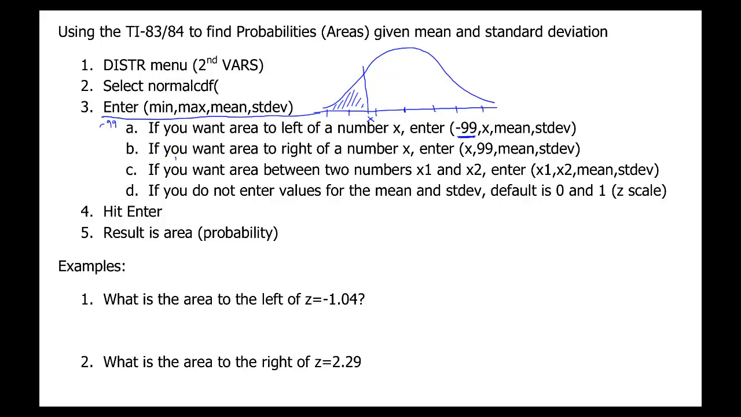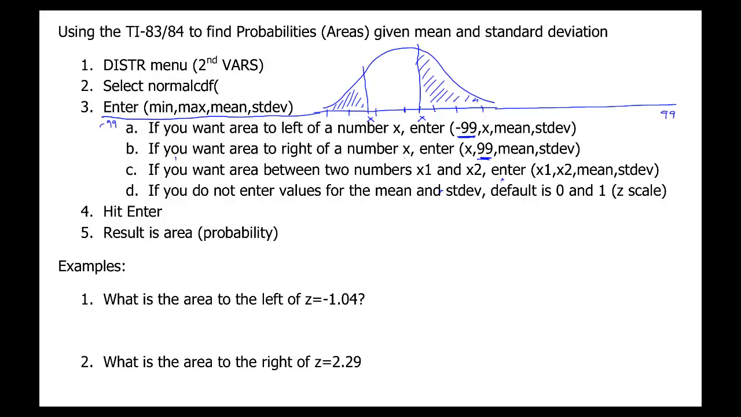In the second one, if you want the area to the right of a number, you go from some value of x up to positive 99. So let's say we have this x this time, and we want this area. We would go from the value of this x as the minimum out to 99 to make sure we get any little piece of area that's off to the right.